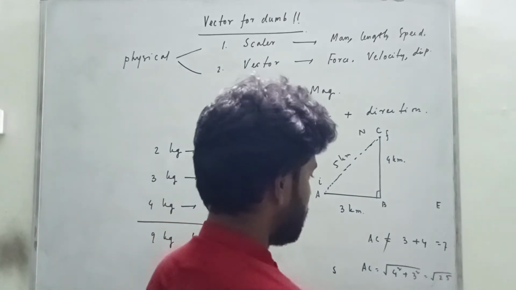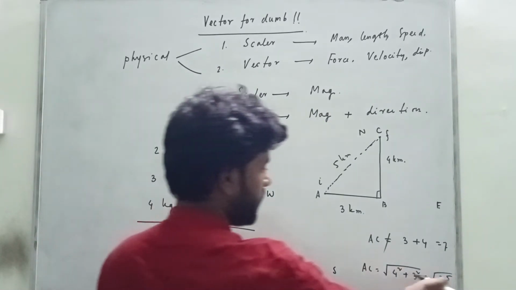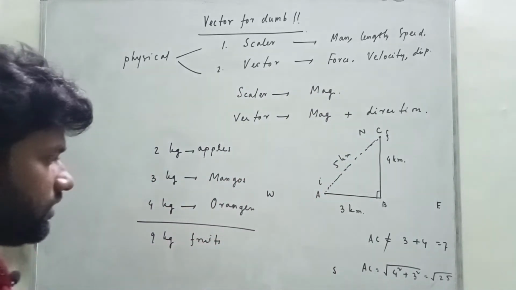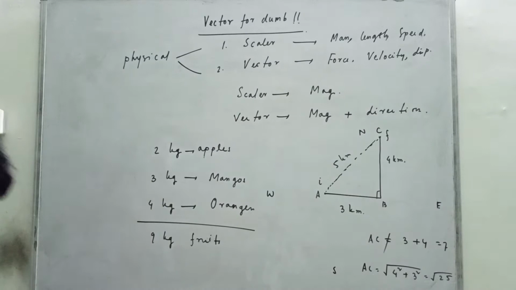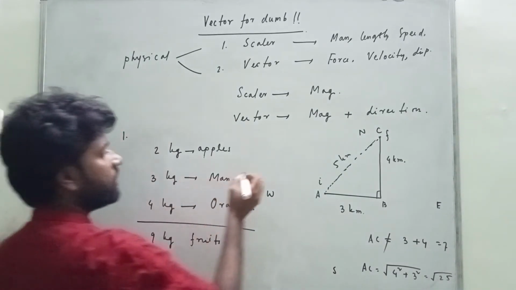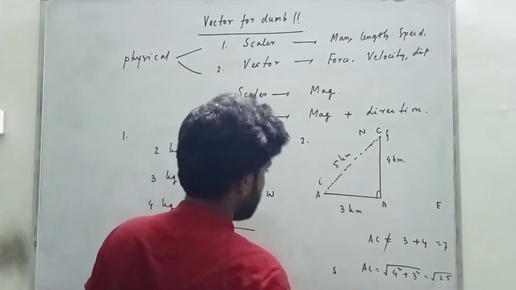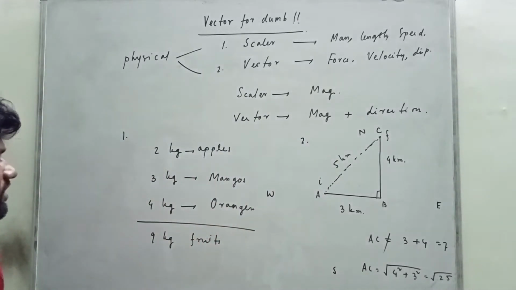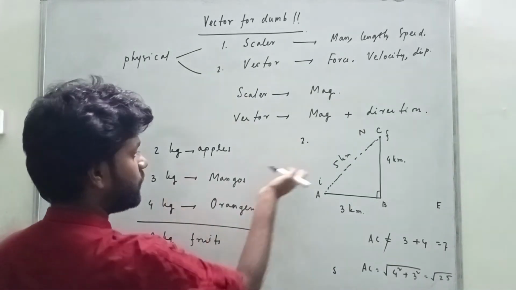And root over 3 squared plus 4 squared, that's root over 25, which means 5 kilometers. Okay, so that's example 1, and this is example 2. Just look at this stuff here, 1 and 2.